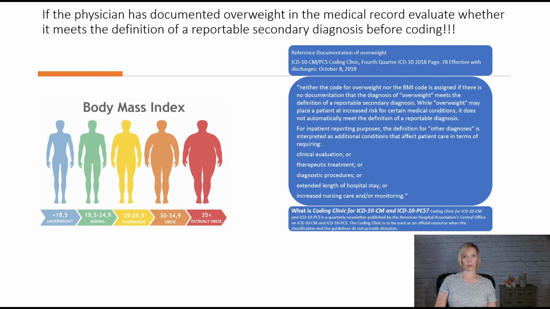So to sum it up, when obesity is documented in the record, it is always considered to be clinically significant and you should code it. If overweight is documented in the record, you should evaluate it to see if it meets the definition of a reportable secondary diagnosis, and only then, if it does meet that definition, you may code it.